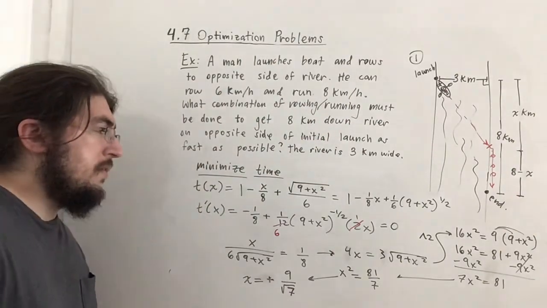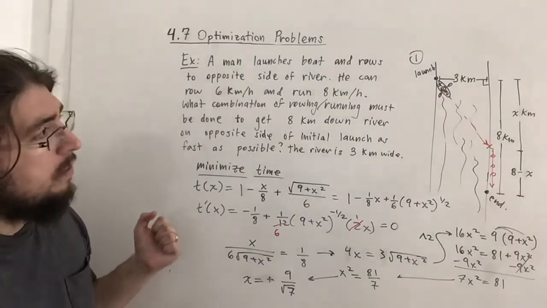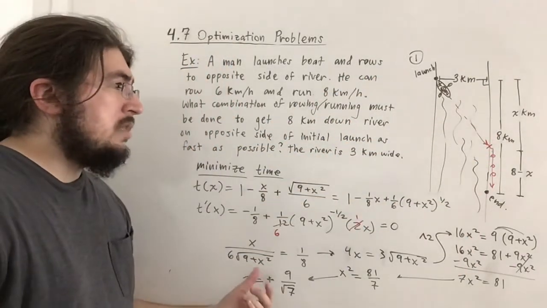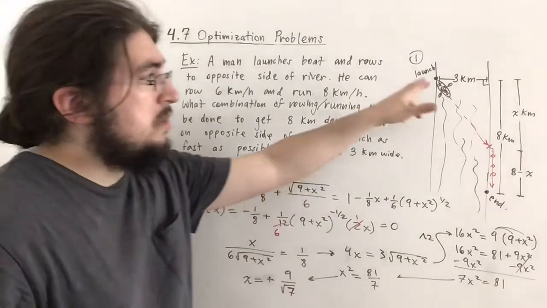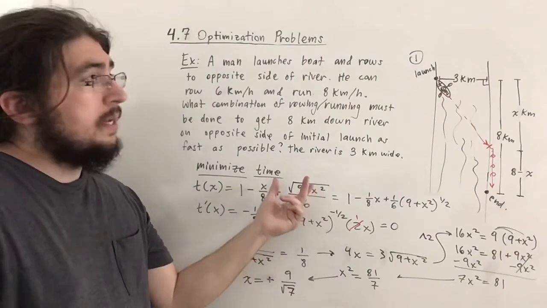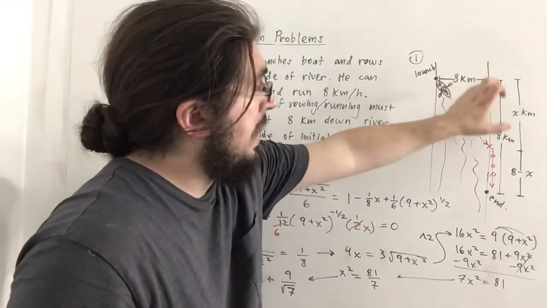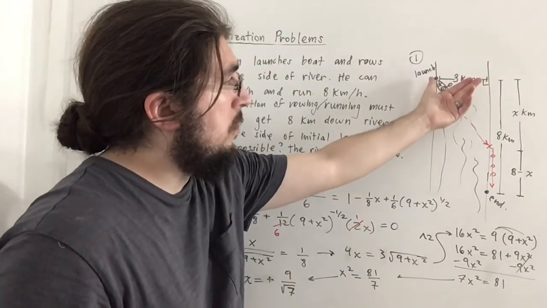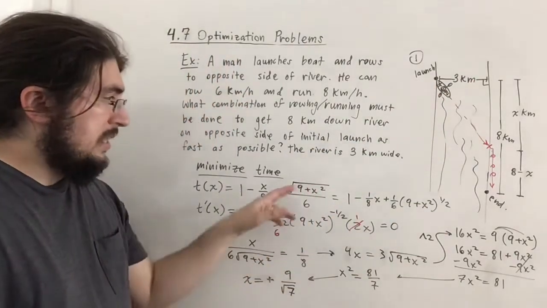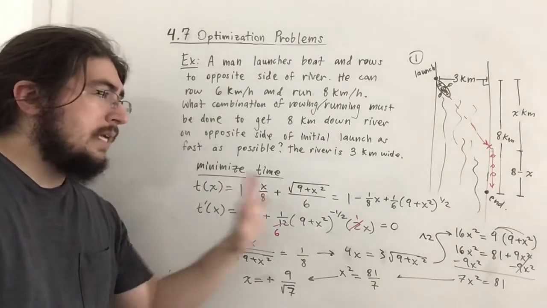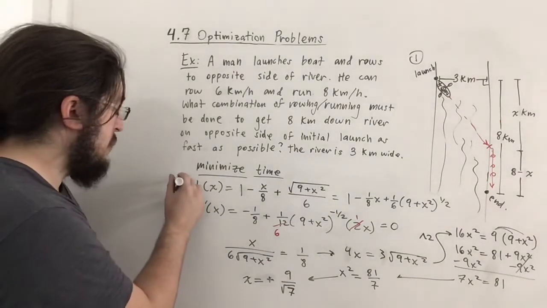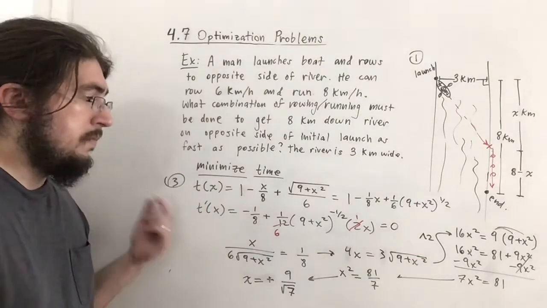So now to interpret the answer here, we need to find out the distance we're actually rowing and the distance we're running. So the distance we're running is 8 minus x. The distance we're rowing was actually given by this radical part because remember it was the square root of x squared plus 3 squared. So that's x squared plus 9. And if you plug this value of x into this, we'll get something nice. So I'm going to erase this for space so we can actually interpret now. But remember, this was step 3 in finding the minimum in this case.